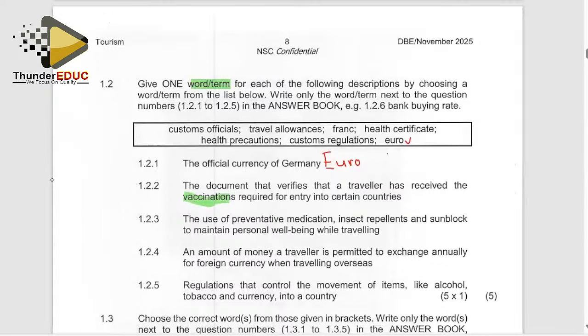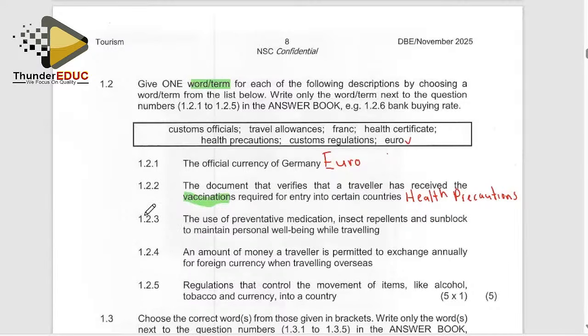This is an example of a health precaution. These are health precautions. Then 1.2.3, the use of preventative medicines. Okay, wait, just a point of correction. We need to correct something there. Let me just correct something.